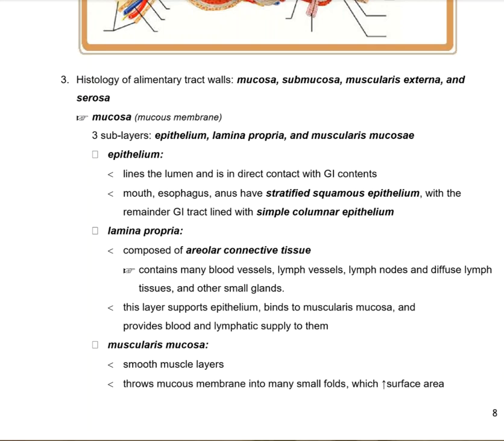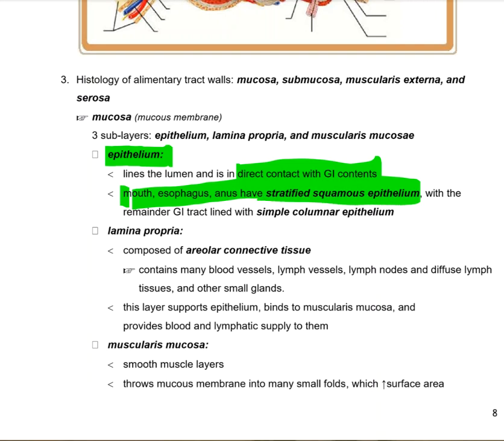Well, you should know some of these already. The epithelium, remember, is going to be in contact with GI contents because it's the thing that lines the lumen. In the mouth, the esophagus, and the anus, the epithelium is stratified squamous epithelium, okay, for abrasion purposes. But the remainder of the tract is simple columnar, and this is better because we need to digest food in this area, so we don't want stratified epithelium. We want one layer of epithelium.